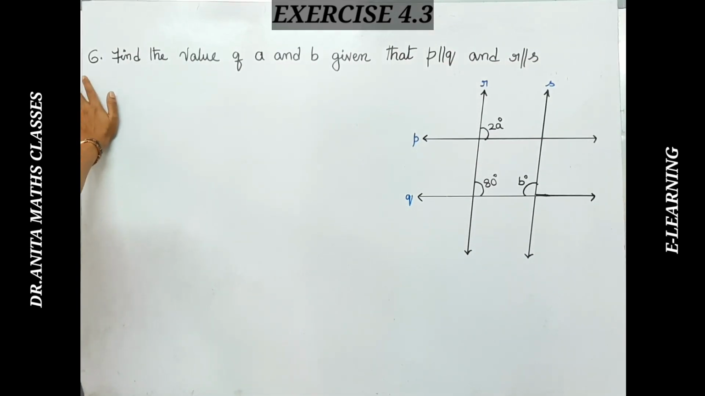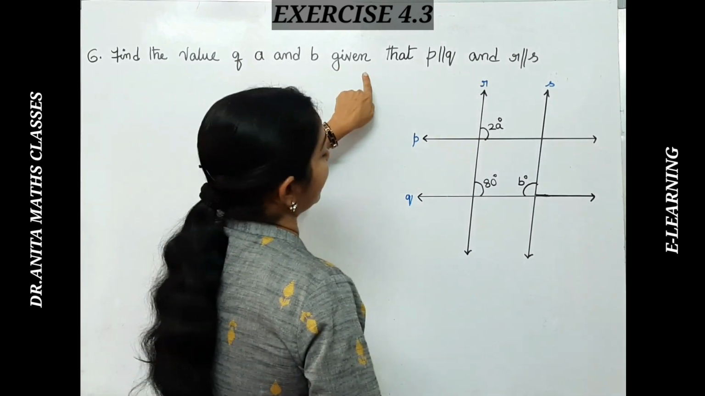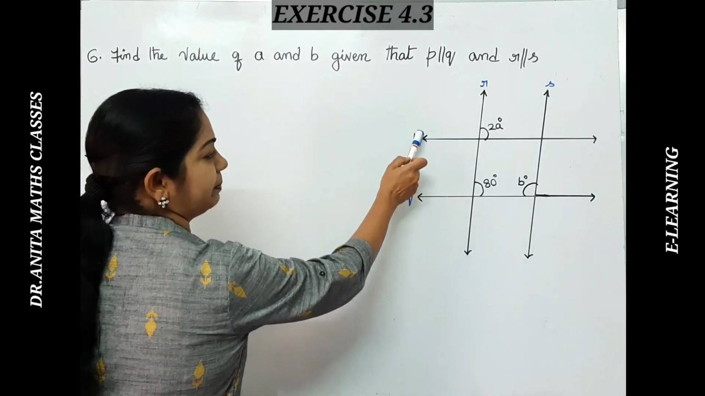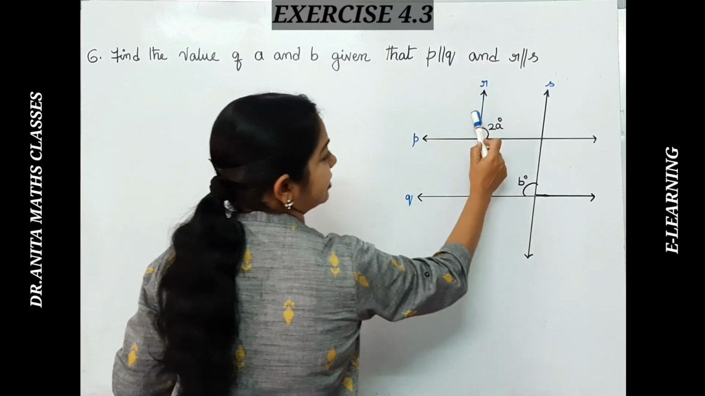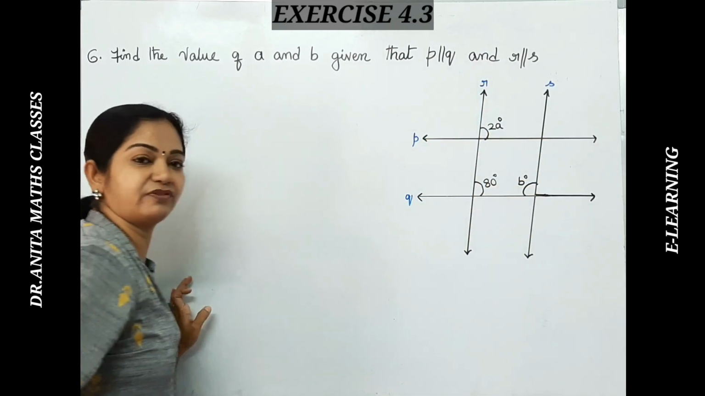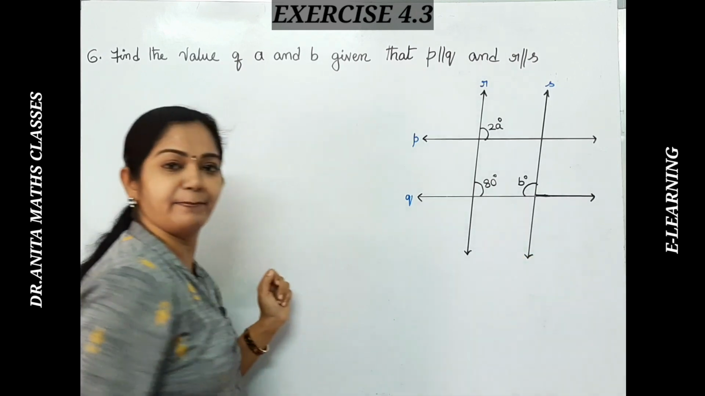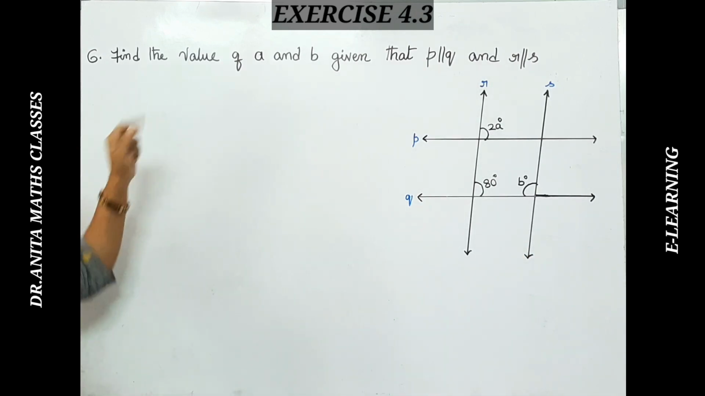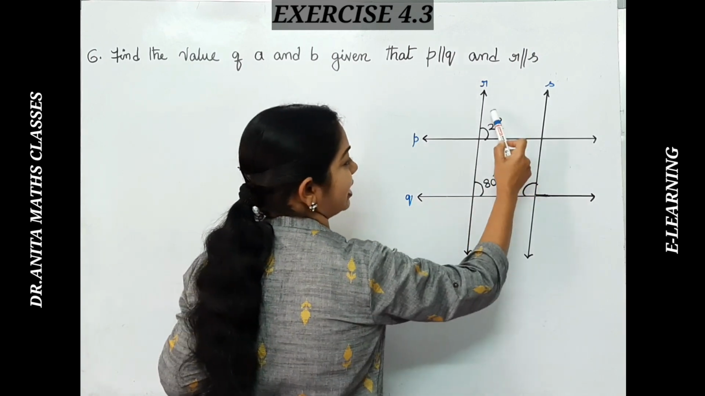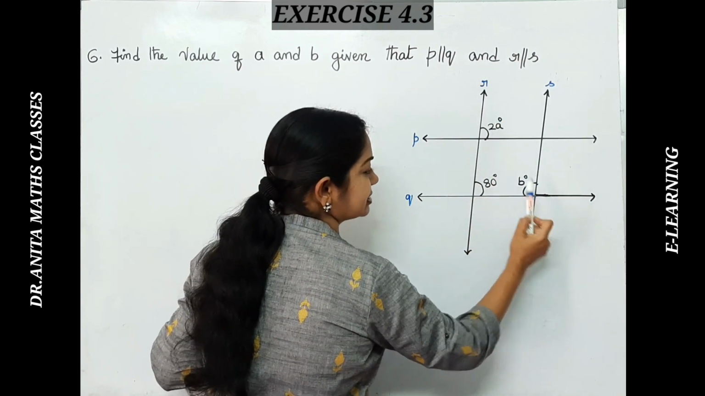Sixth problem: find the value of A and B given that P is parallel to Q, and R is parallel to S. These two pieces of information are given. These two lines are parallel as well as these two lines are parallel. Here we have to find A and B. This angle is given as 2A, and this angle is given as B.